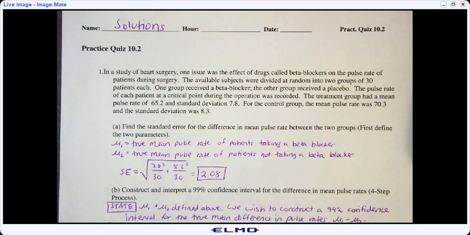The treatment group had a mean pulse rate of 65.2 and standard deviation of 7.8. For the control group, the mean pulse rate was 70.3 and the standard deviation was 8.3. Find the standard error for the difference in mean pulse rate between the two groups. First, define the two parameters.